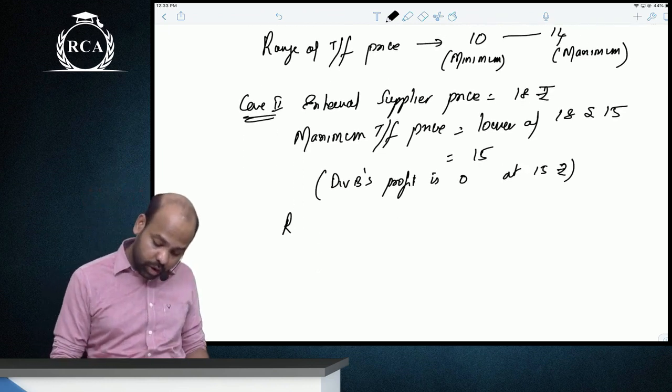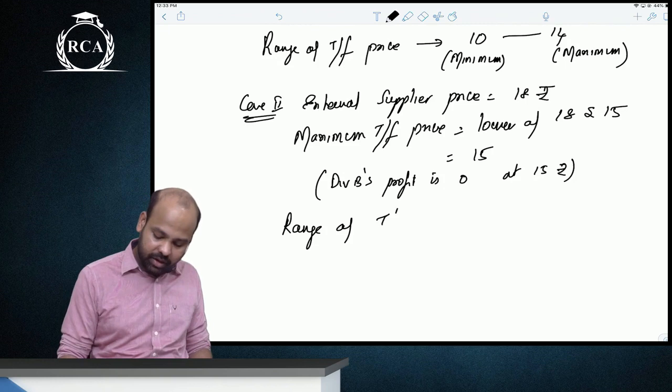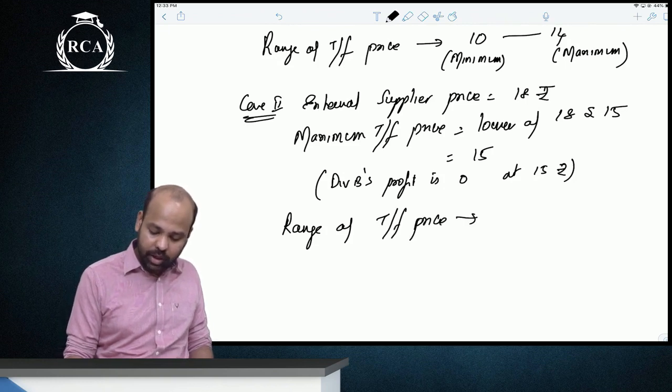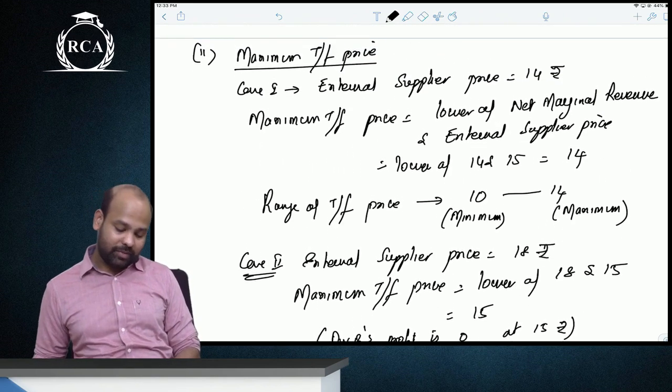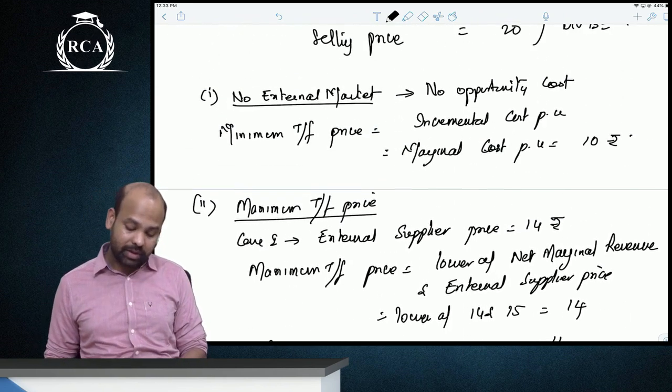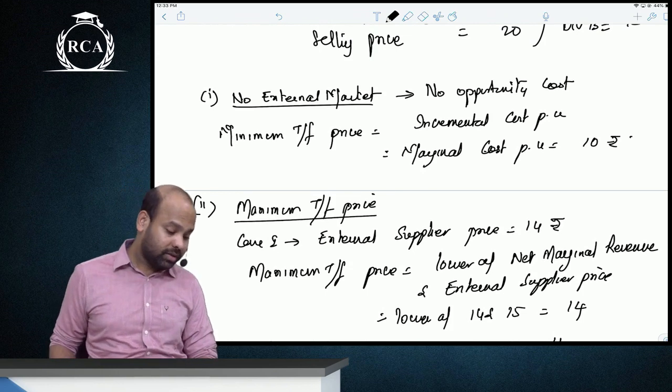So here, if you want a range of negotiations, let them argue between 10 and 15. 10 is minimum, 15 is maximum. Is that clear? Yes sir. These are the answers to the first two bits, guys.